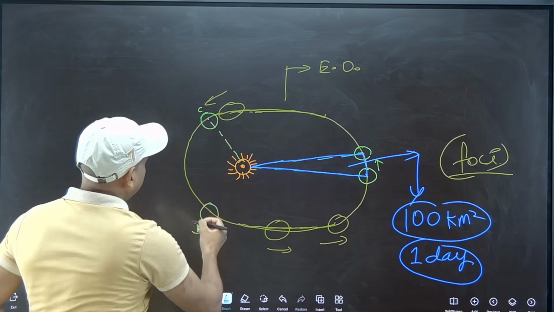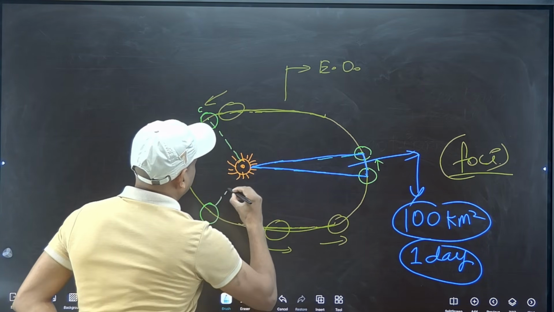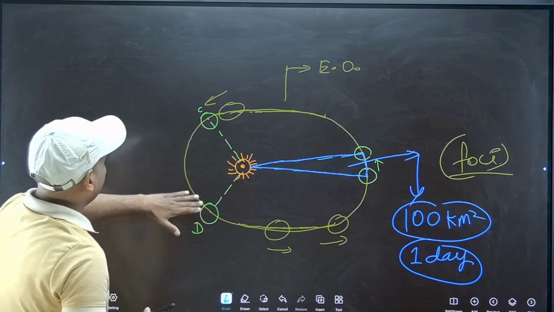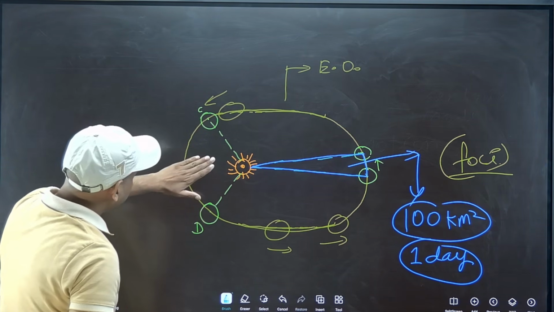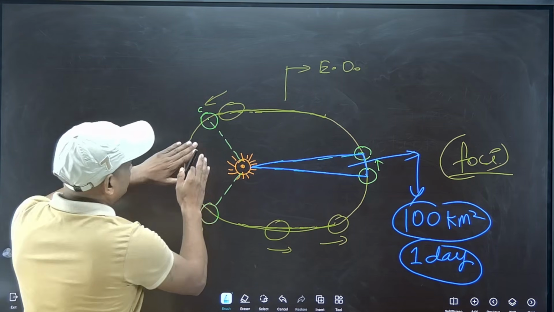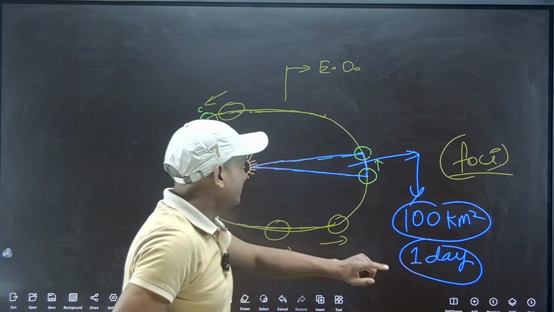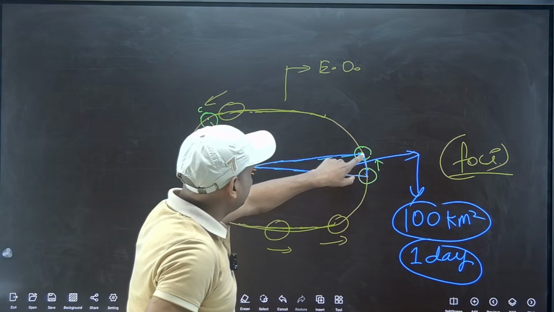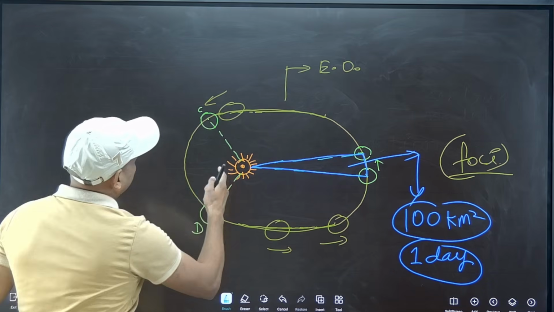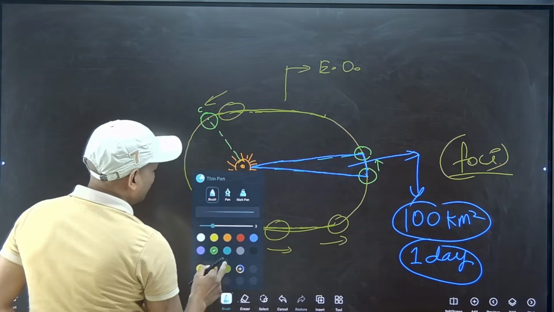The Earth traveled from place C to place D. If we again join a line between the Earth and the Sun, and the Earth took exactly one day to travel this distance, then the area of this slice must be equal to the area of that slice, because the time is the same. In one day, if the Earth covers an area of, for example, 100 square kilometers here, then in one day the Earth will again cover the same area of 100 square kilometers here as well.